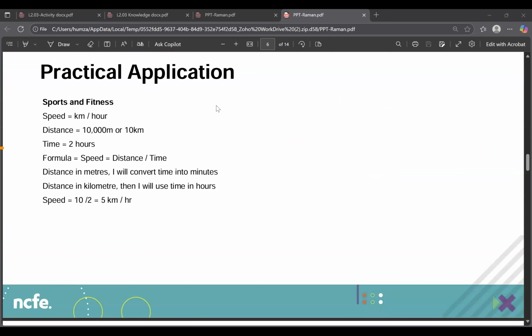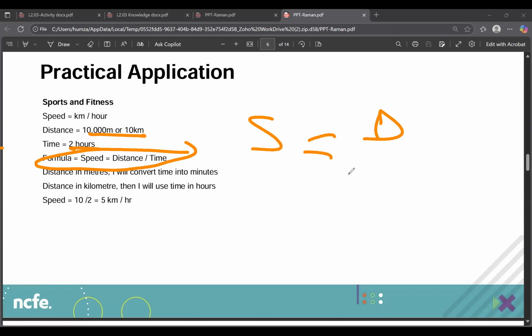So again, to work out the speed here, it gives us the distance, which is that, and the time, which is that. So we have to remember this formula. Speed equals distance divided by time. That's a generic formula we must remember, okay? So the distance is in meters, so we have to convert the time into minutes. So 2 hours, what is 2 hours in minutes?